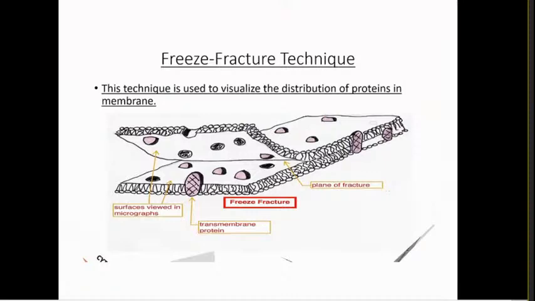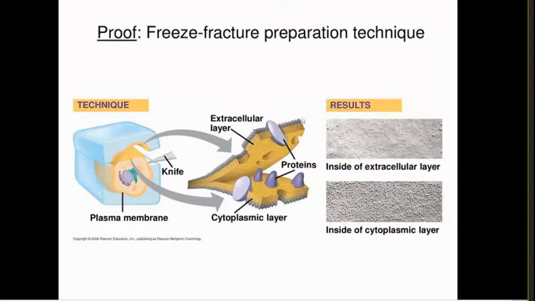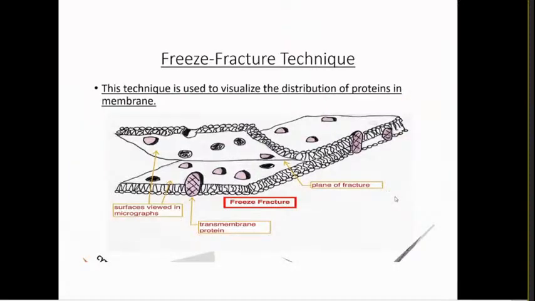In this technique, the first thing is using the knife to open the plasma membrane. Then the extracellular layer is divided open. After this, we are going to see an image like this in the microscope. This is the surface view of the microscopy. Transmembrane proteins can be visualized through this freeze fracture technique.